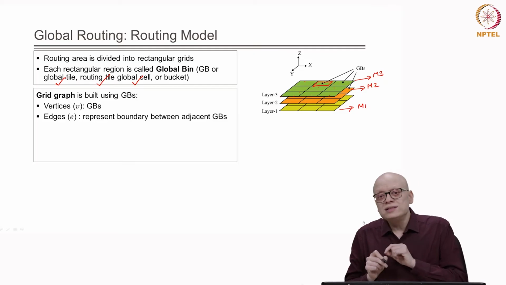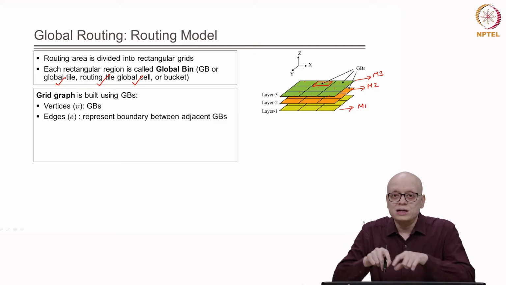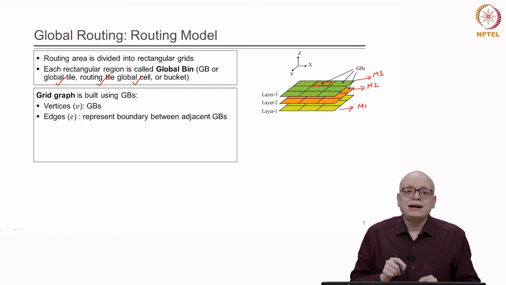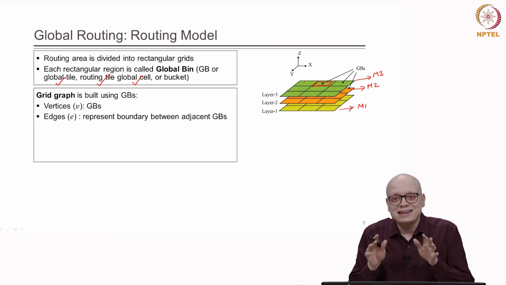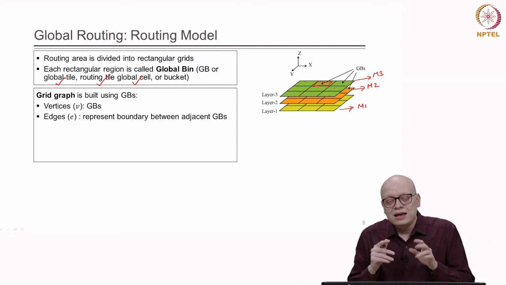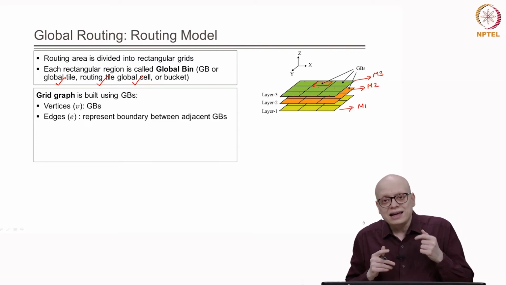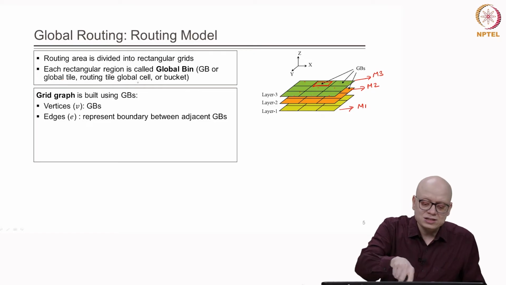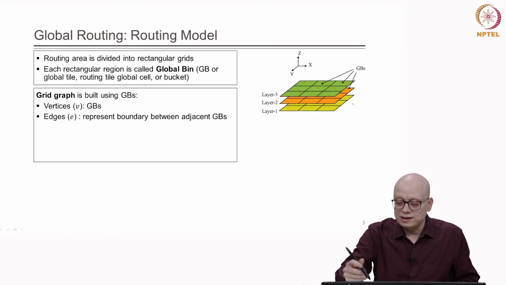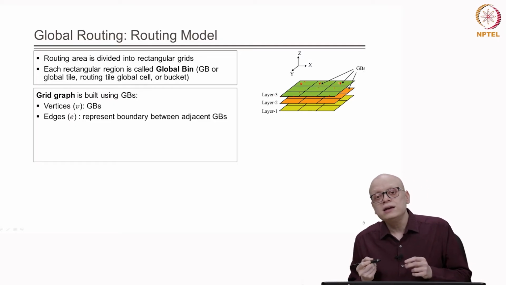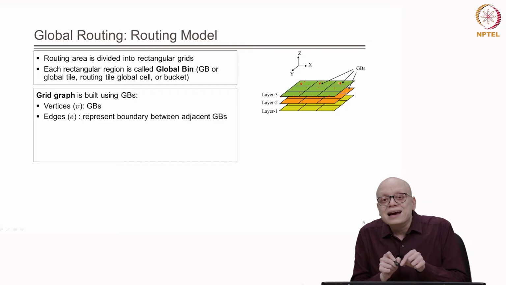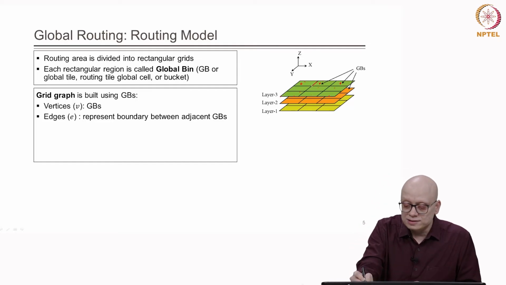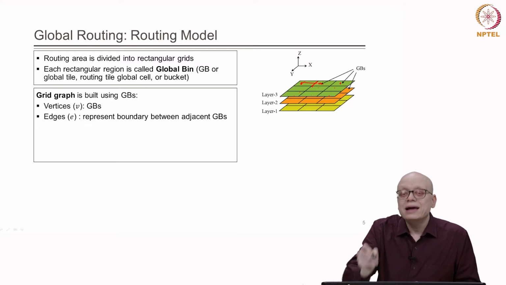So, now using these global bins which are built over the layout, we create a grid graph, right. What is a grid graph? Now, a grid graph is similar to a conventional graph, right. It contains vertices and edges. Now, what are the vertices? Vertices correspond to the GBs, right. So, in this case for layer 3, there will be 9 vertices corresponding to 9 global bins, right. And what are the edges? The edges represent the boundary between adjacent global bins, right. For example, this is the boundary between this and this, so we will have an edge, right.